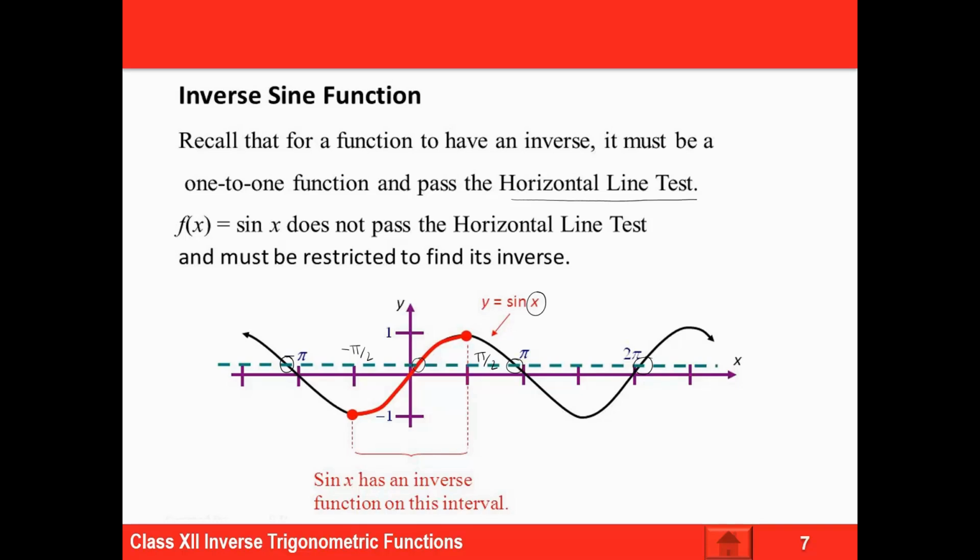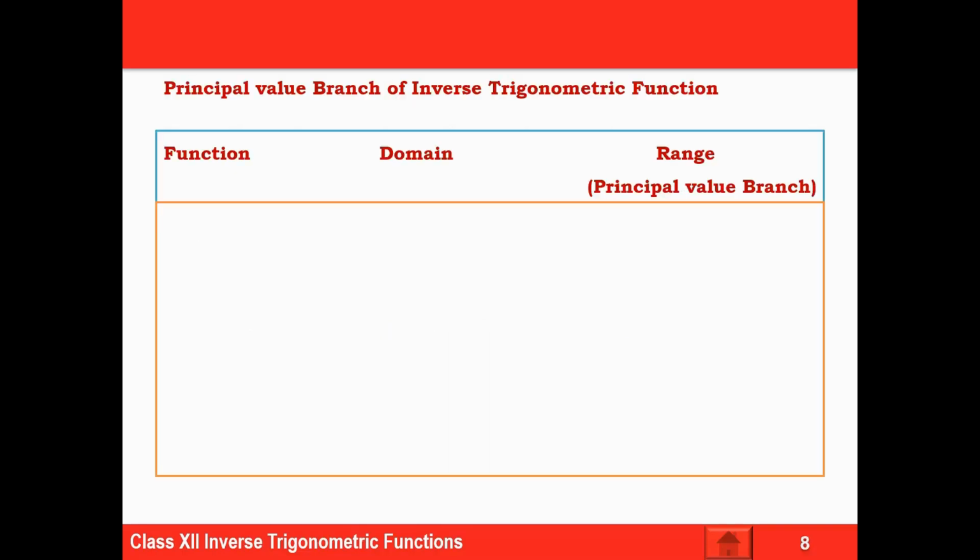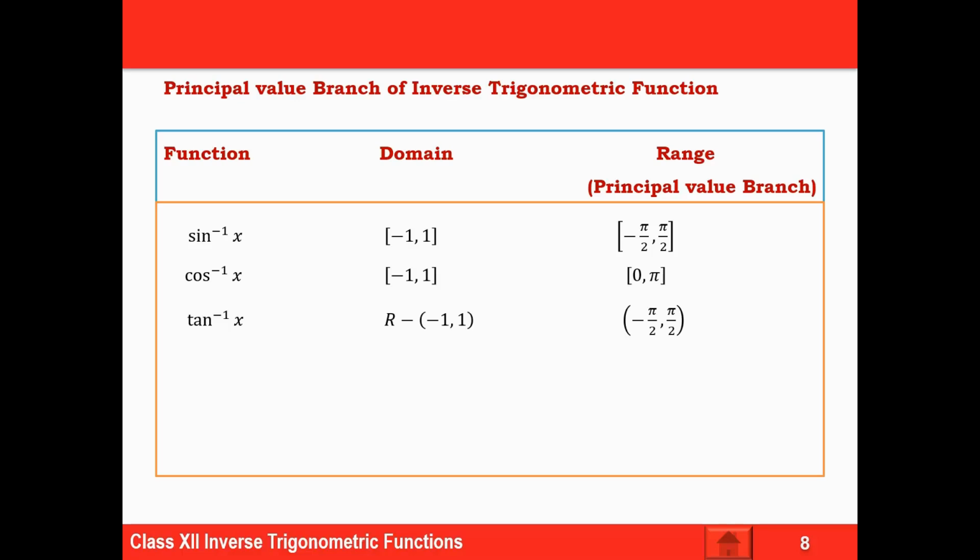If angle x lies in this interval, then we say that the sine function is invertible. On the basis of this, we have a table in which we mention the function, domain and range. Range is called principal value branch. Like in case of sine inverse x, domain is minus 1 to 1 and its principal value branch is minus pi by 2 to pi by 2. So sine inverse x lies between this interval. Similarly for cos inverse x, tan inverse x, cosec inverse x, sec inverse x and cot inverse x. So these are all principal value branches of these inverse trigonometric functions.